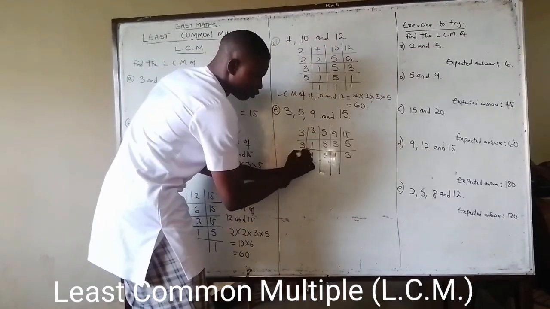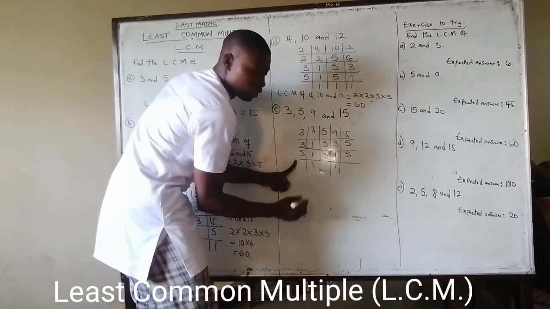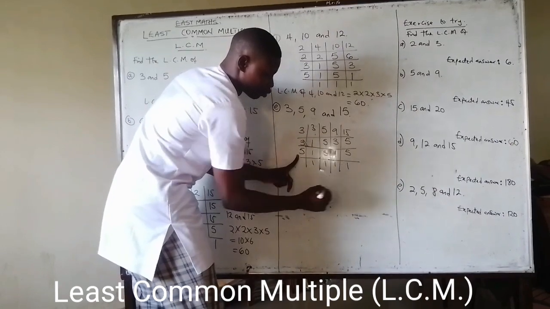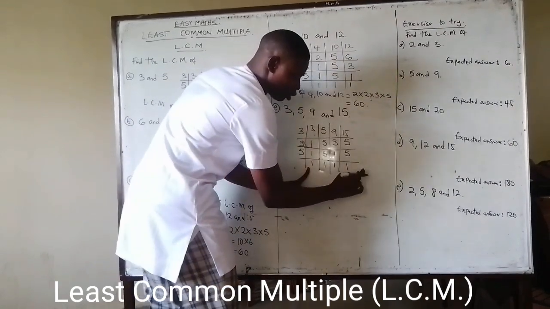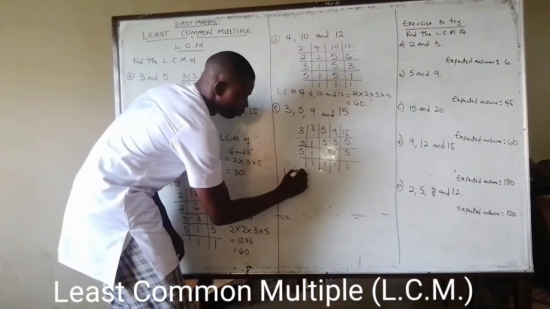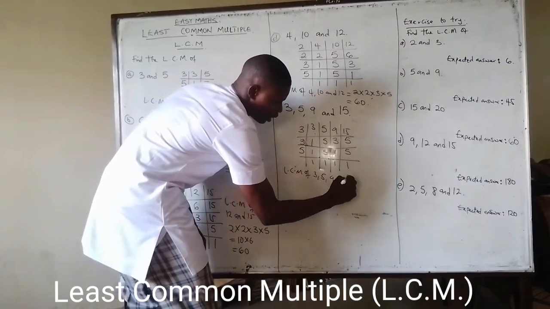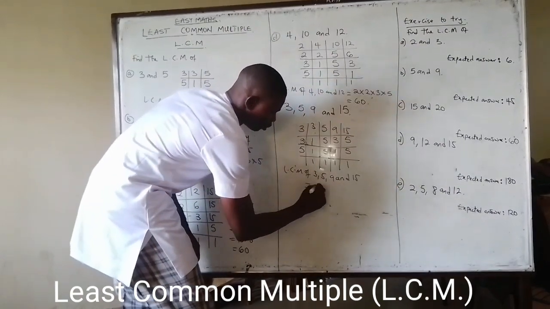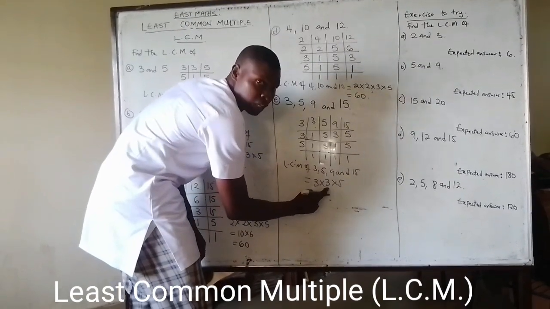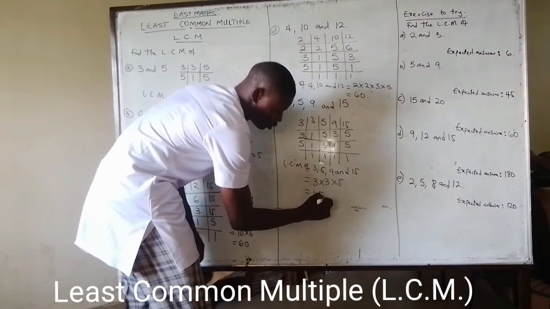The only thing that can go again is 5. So we have our 1 here, we have our 1 here. 5 in this 5 will give us 1. 5 in this 5 will give us 1. Now we've gotten 1 all-rounder, so we can get our LCM. So our LCM of 3, 5, 9, and 15 will be equal to 3 times 3 times 5. 3 times 3 is 9, and 9 times 5 will give us 45.